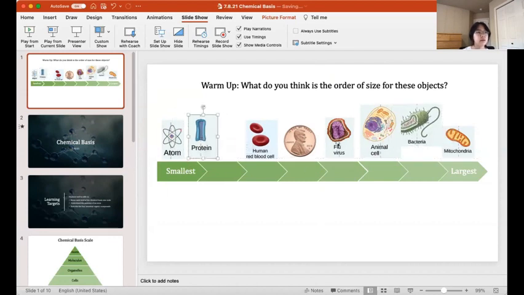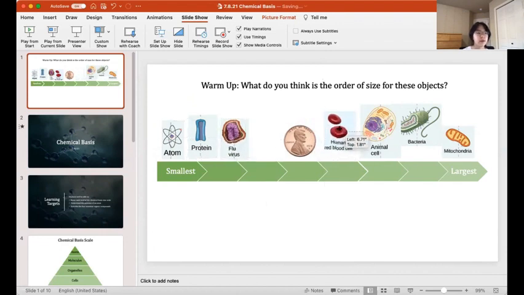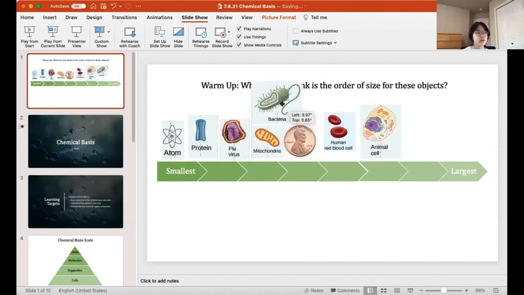Okay, and so next up is our flu virus. A virus is actually way smaller than any of these cells because they need to get into cells to infect them. So our virus will be our third smallest. Next up, we have some structures inside cells, which are the mitochondria. The mitochondria and the bacteria are actually about the same size. So they will be next up on our size scale.